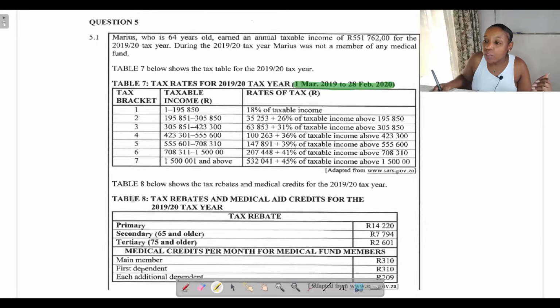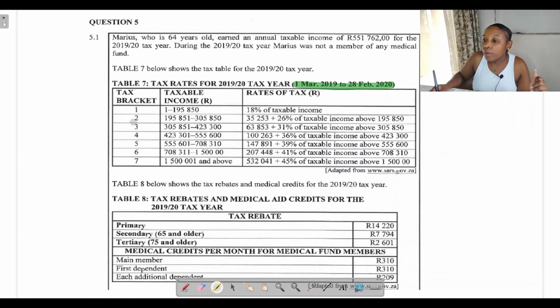So we're given the tax brackets 1 up to 7, and we're given the taxable income for each tax bracket, and we're given the rates of tax that are charged depending on the taxable income that you fall in, right? So let's just have a look at just 1 and 2, right? With the first one, if you earn between 1 rand to 195,850, the rate of tax is 18% of taxable income, right?